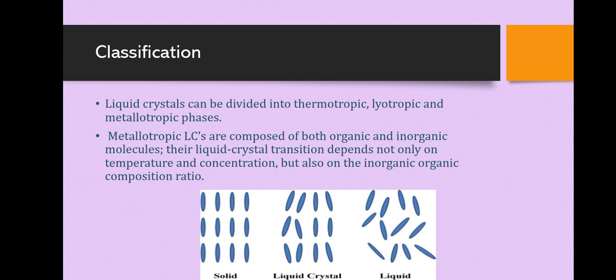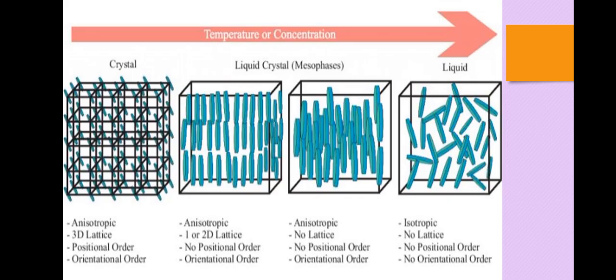In the figure below we can see that the liquid crystal state comes between a solid state and a liquid state. In this figure we can see that when we apply temperature or concentration to a crystal, it forms a liquid crystal which acts as a mesophase, and by applying more and more temperature and concentration, it leads to the formation of a clear liquid.